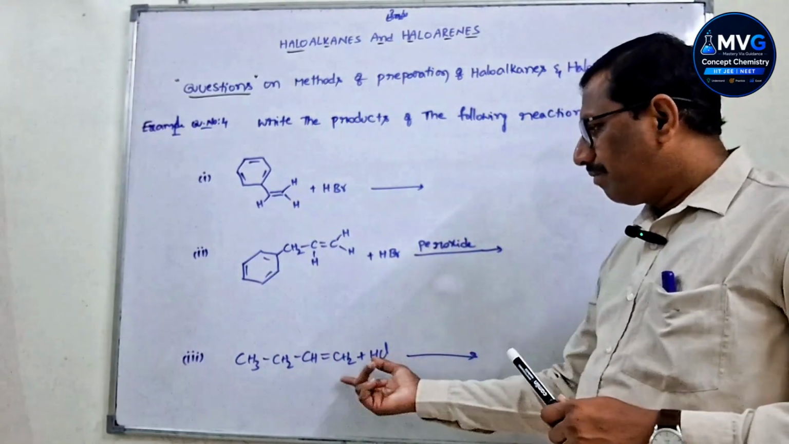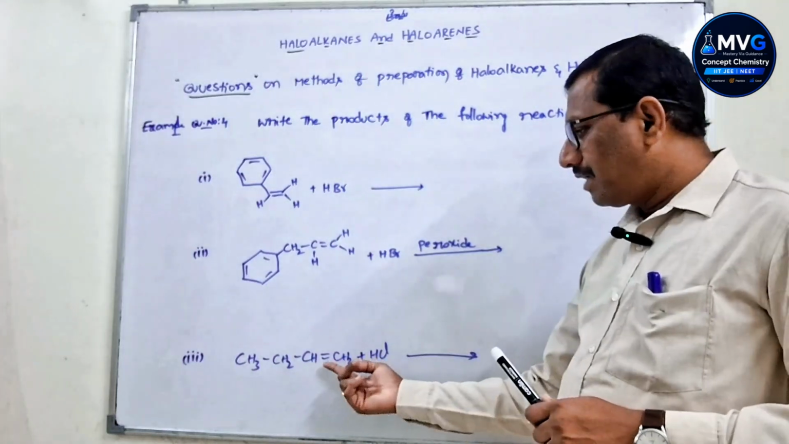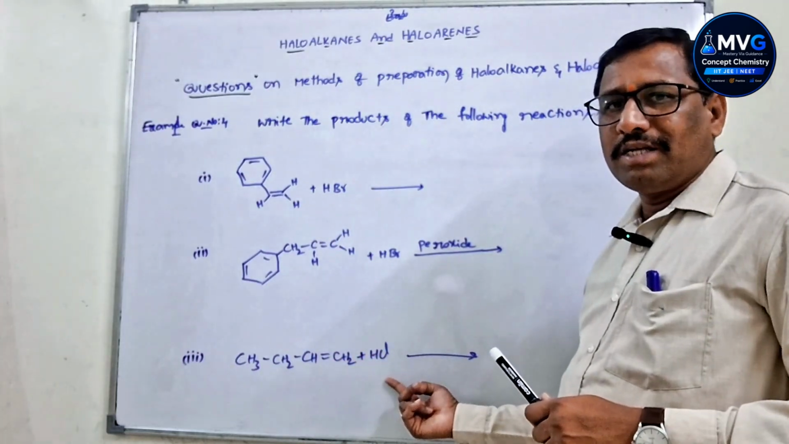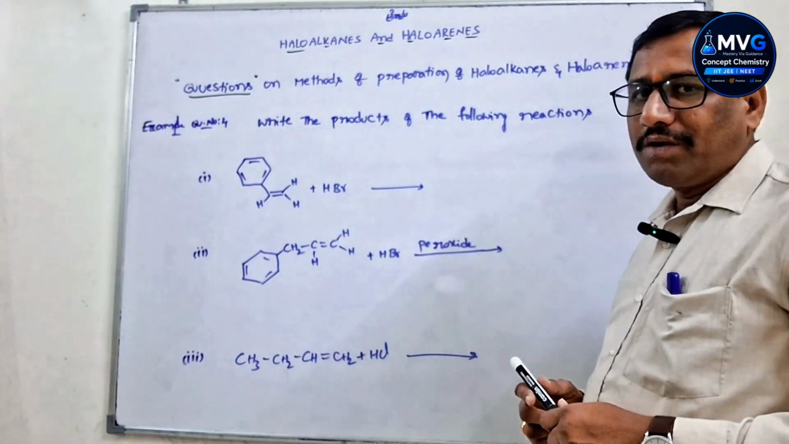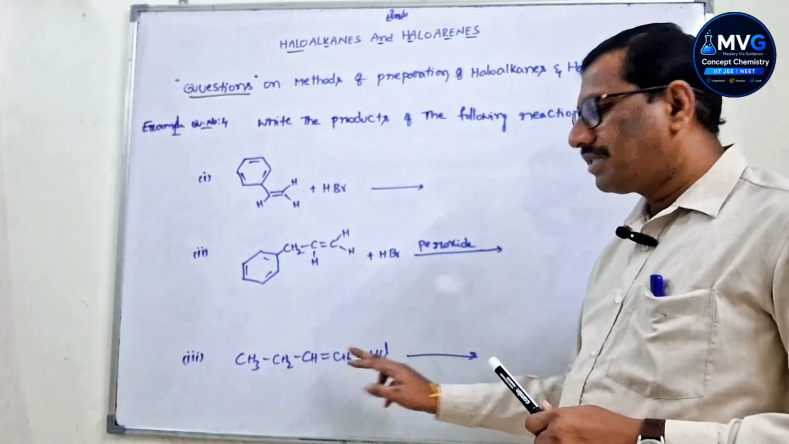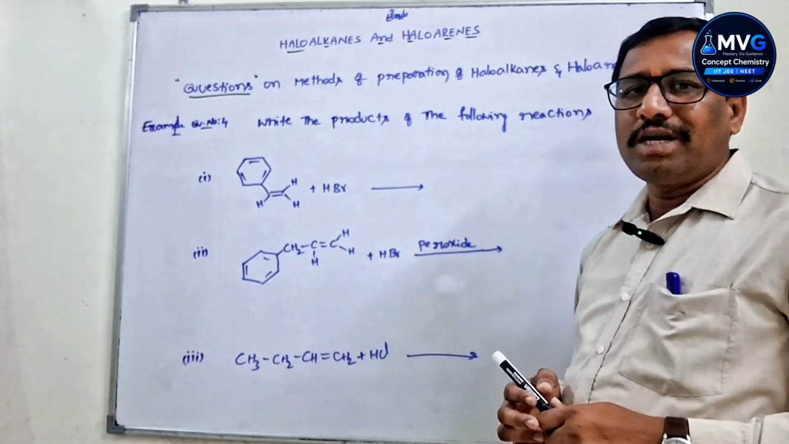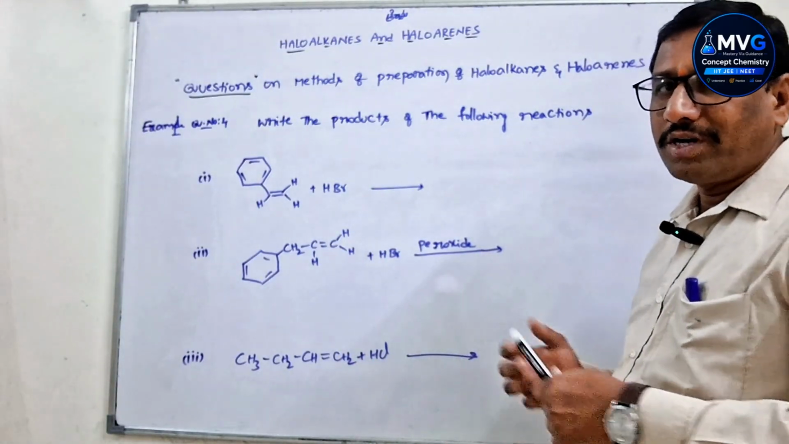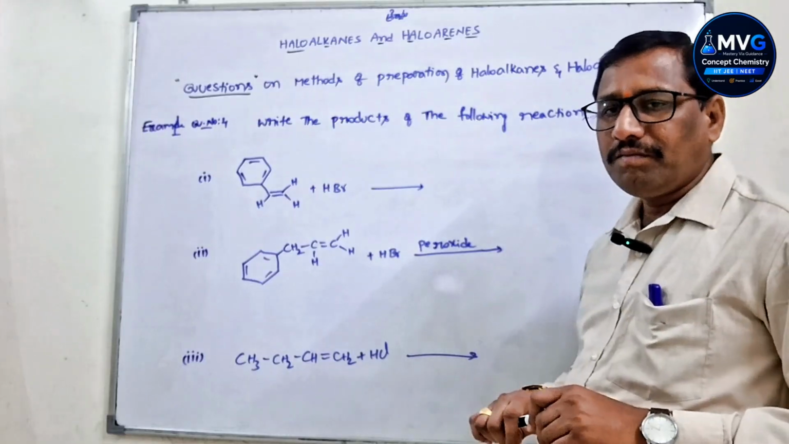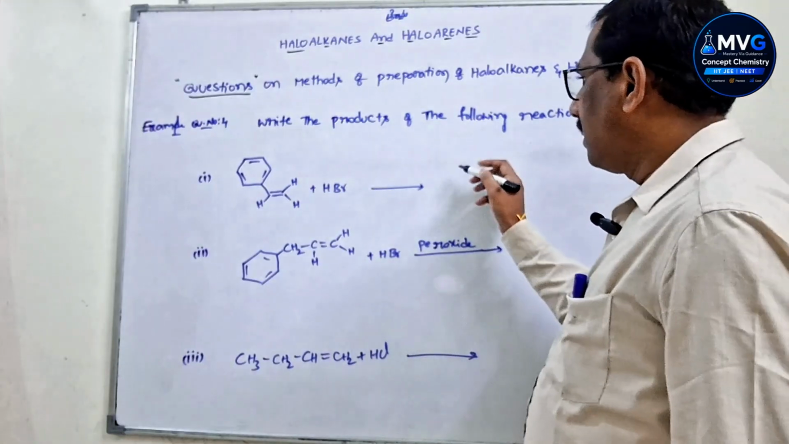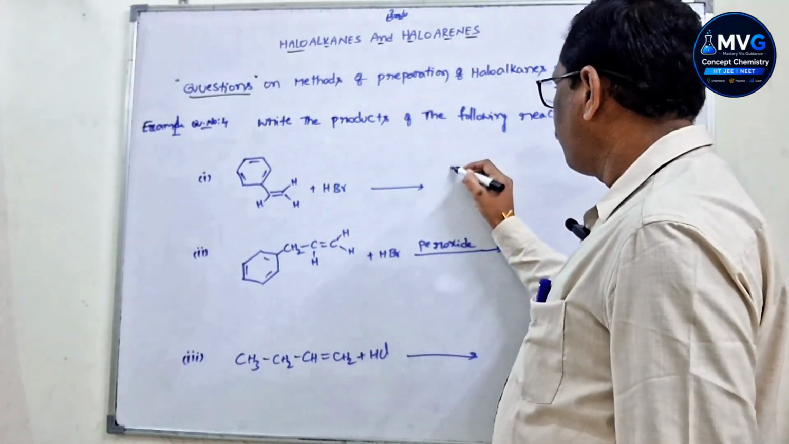Now, here also peroxide is not there, an unsymmetrical double bond is there, HCl is there, that is the Markovnikov addition rule. Here also, more hydrogen side hydrogen, less hydrogen side halogen will attack. Right, students, products. Now, what is the expected product here, students?